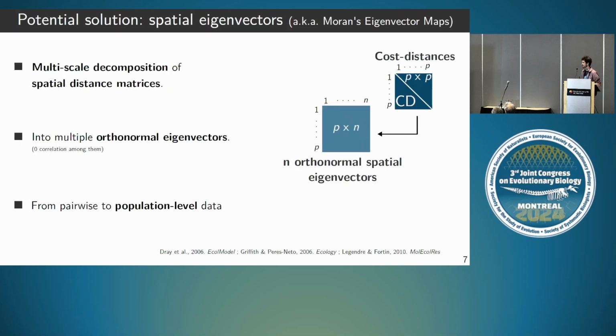So one potential solution to this is to use multi-scale decomposition of the distance matrix. For that, we decompose these distance matrices into spatial eigenvectors, and that's what we call Moran's eigenvector maps. The advantage of this is that the vectors we obtain are defined at the population level, and so we have several vectors that are zero correlated, so they are totally orthonormal and independent. And on top of that, we have them at the population level, which prevents the issues we have with distance-based models, so pairwise data.